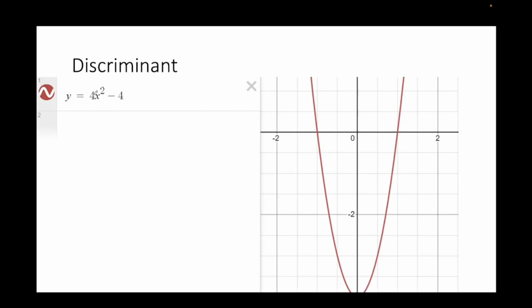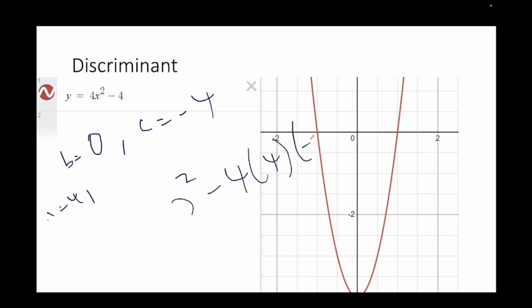Let's have a look over here. 4x squared minus 4. The discriminant over here is going to be b squared minus 4ac. So b squared, well, b is 0. No confusion over there why b is 0, because there's no x over here. c is equal to negative 4, a is equal to 4. So b squared, 0 squared minus 4 times 4 times negative 4, excuse me. And that's what we get.